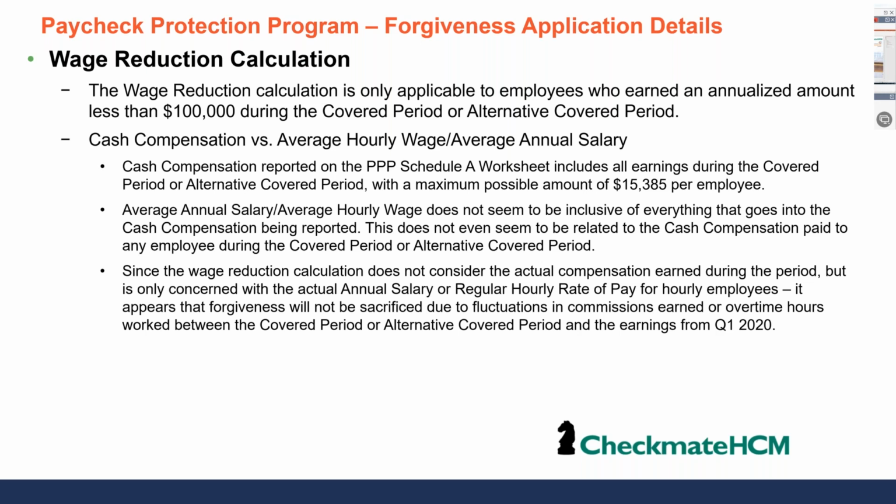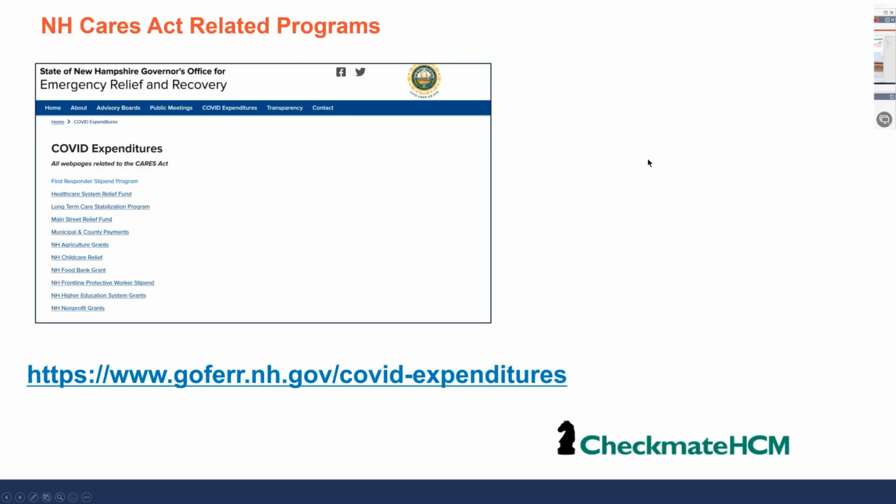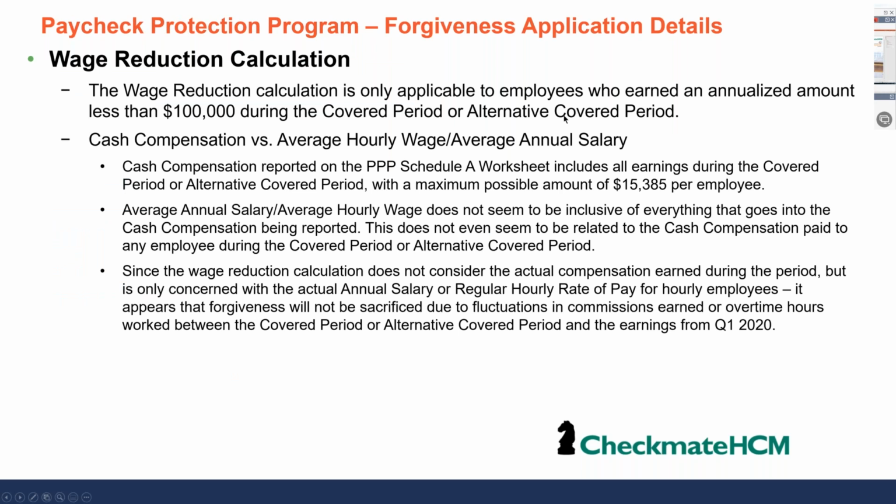The reason behind the 2 tables is that the rule now is that anybody who received annualized wages of $100,000 during the covered period or alternative covered period, which is $15,385 during that whole span of time, they don't care how much you reduced their wages by. So you will not sacrifice any forgiveness by having a wage reduction against somebody who, say, made $15,385 during your 8-week loan period, but made $30,000 in Q1. You won't have any penalty associated with your wage reduction for the people that made $100,000 or more annualized.